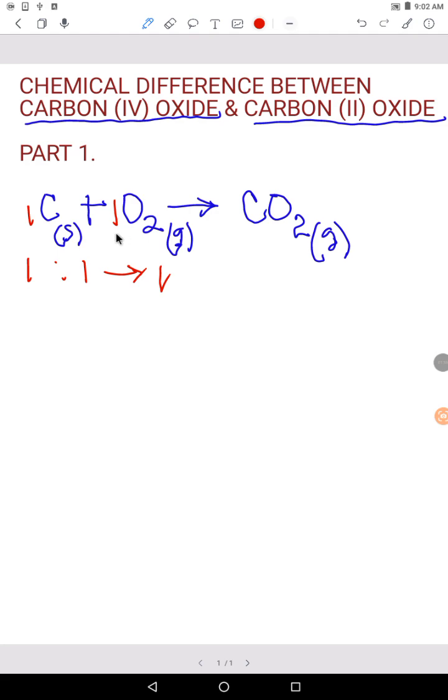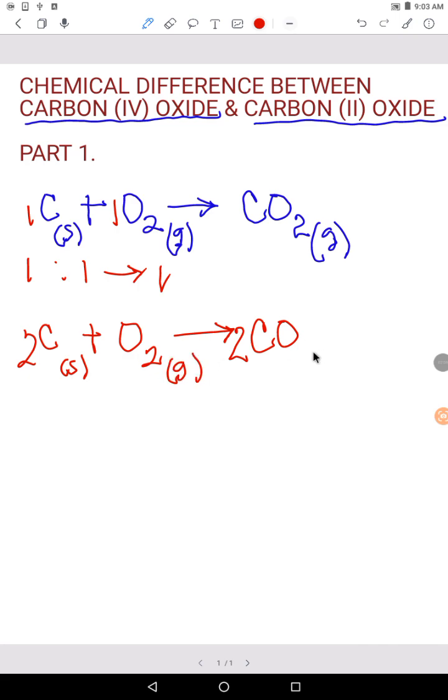Alright, let's look at carbon 2 oxide, how it's formed. For carbon 2 oxide, we have that carbon reacts with oxygen to form carbon 2 oxide. To balance this, let's introduce 2 here and 2 here. This is solid, this is gas, this is a gas.